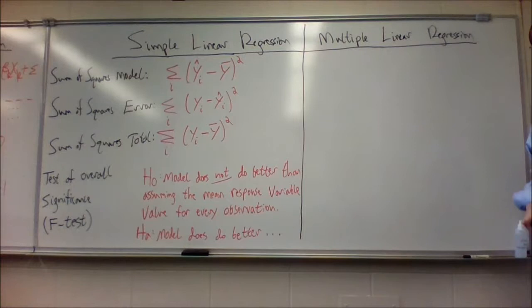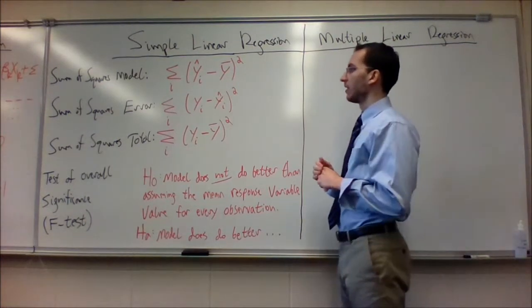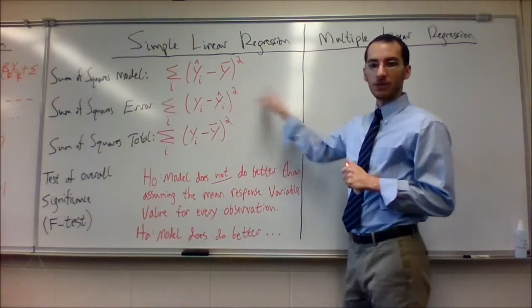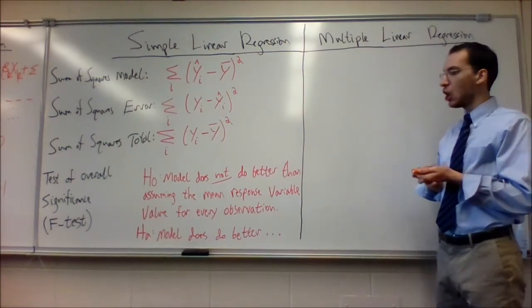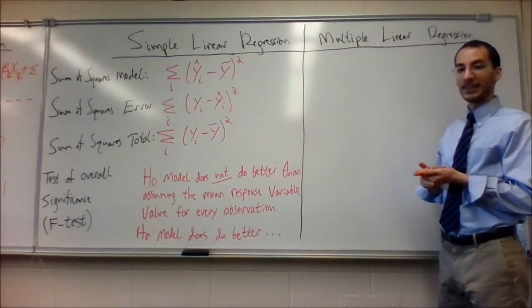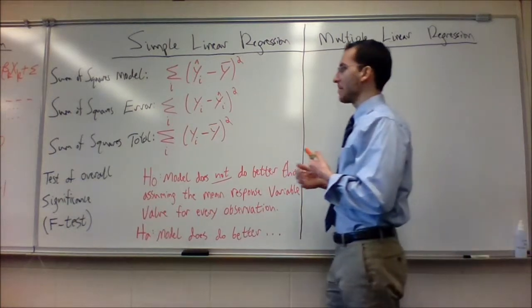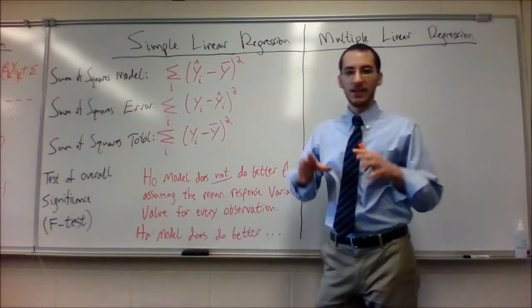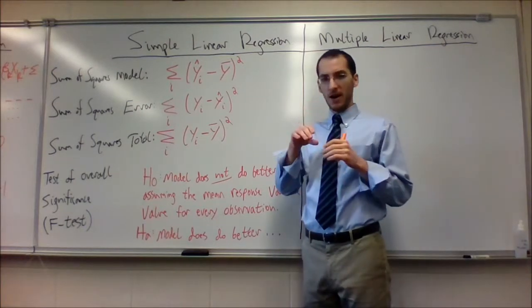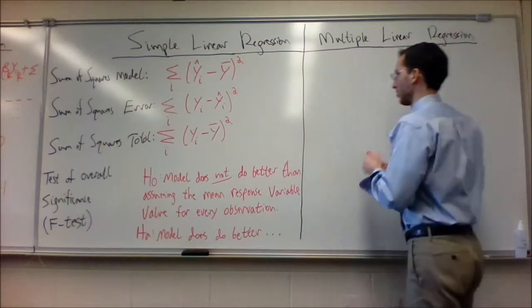So let's fill in the next pieces here. Again, we've got simple linear regression over here, and I'm going to fill in some stuff with multiple linear regression over here. It's actually very anticlimactic, and you'll see why in a second. So if you remember that we've been starting with this idea of a response variable as like a big circle with all this variation to it.